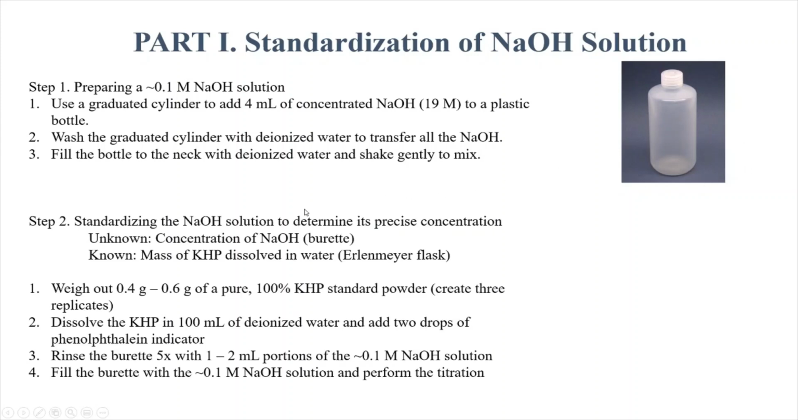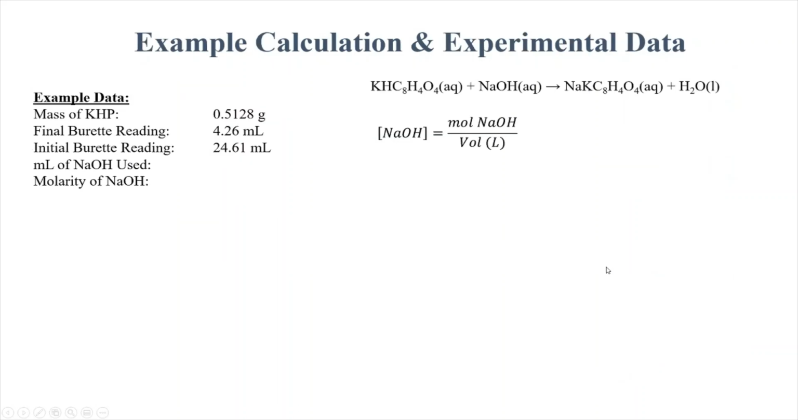Now, the second step is to get that exact concentration. What we're going to do in this part of the experiment is a bit backwards, so let me explain. Now we have our approximately 0.1 molar NaOH in our burette.